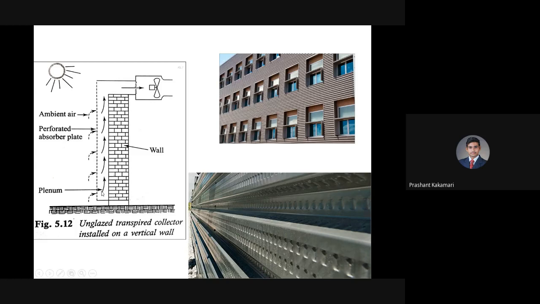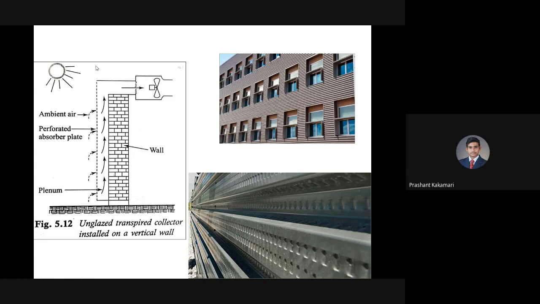Once it starts heating from the bottom to the top surface, the temperature of the air is going to increase slowly. It is going to absorb the heat from this unglazed surface, like a metal surface with perforations, or it may be a concrete structure with some perforations like this. Once it heats up, that hot air can be taken to the room, either by natural convection or by using a blower or a fan inside the room.